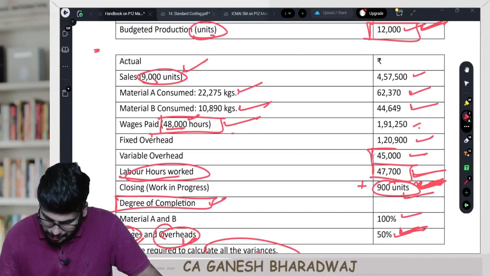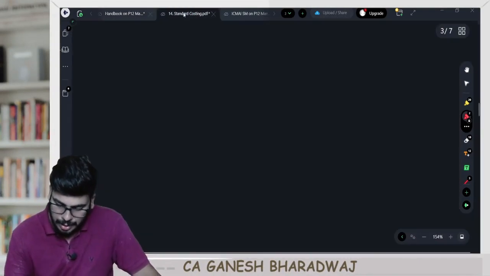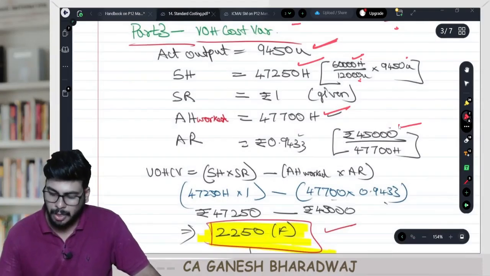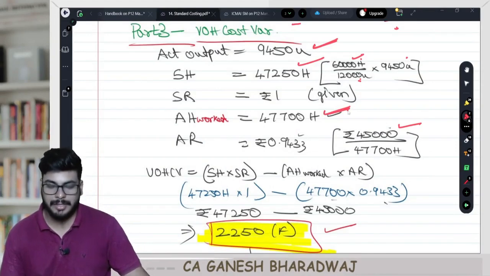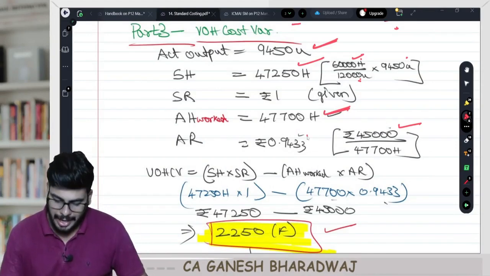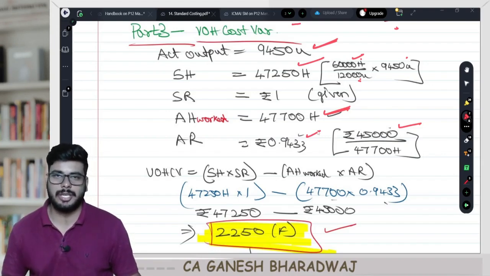The actual variable overhead is how much? 45,000 rupees is incurred, right? So the actual rate per hour is what? 45,000 rupees I've incurred for actually working 47,700 hours. So per hour, what is the actual rate? It's 0.9433. So now what you need to do, just apply the formulas here.